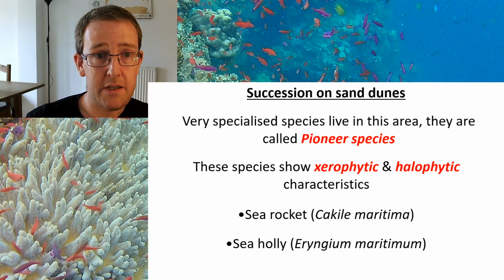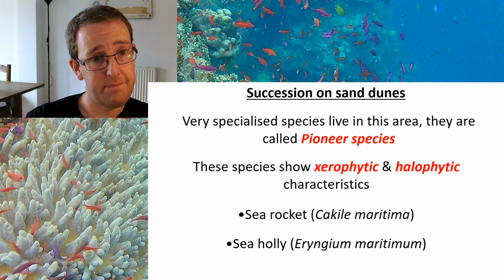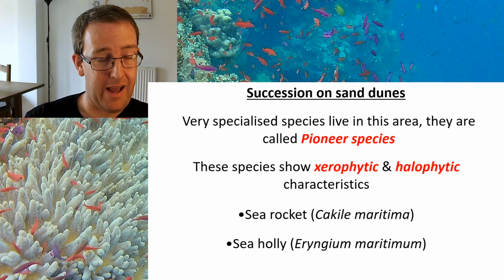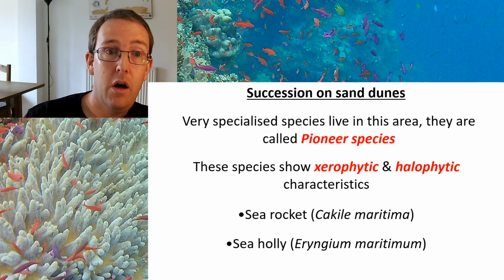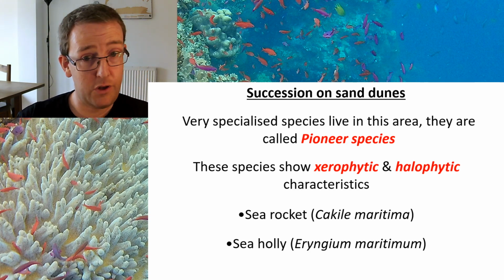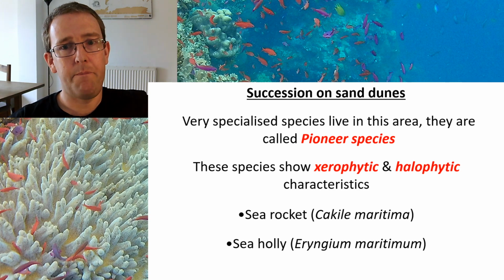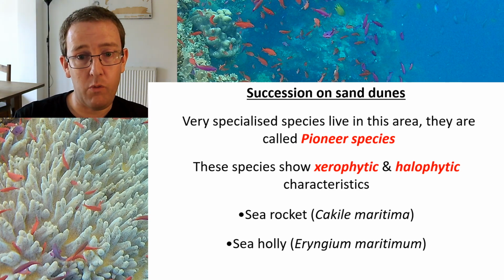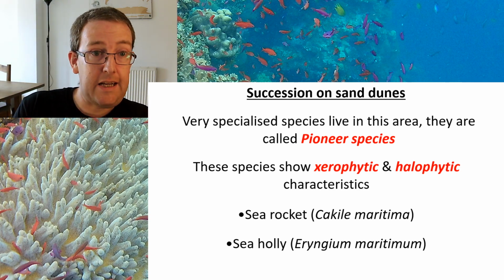Xerophyte means adapted to low water. Halophyte, for the halogen, means adapted to high salinity. Okay, so there's two key terms for you. You can write those down, and our examples would be sea rocket and sea holly.